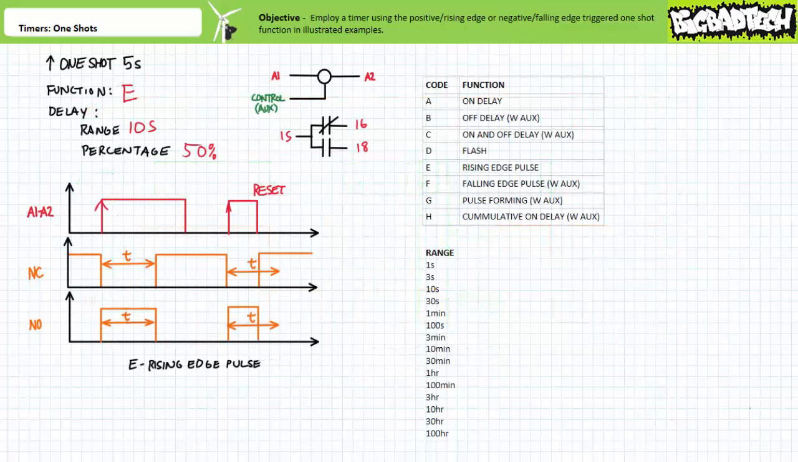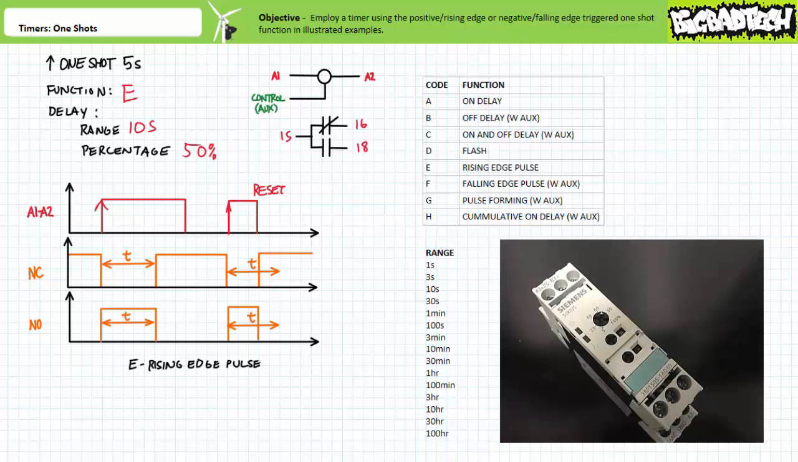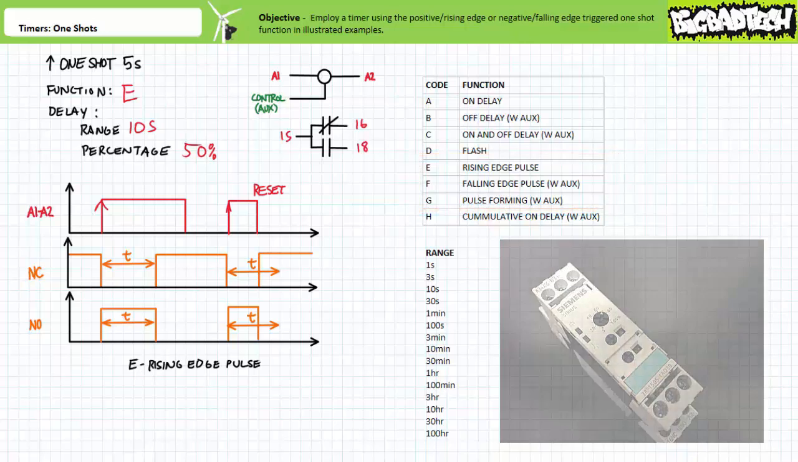To set up a multifunction timer to execute the OneShot function, the technician must first choose the correct function and then set the delay period. Here's an example of a multifunction timer with both a 2-terminal coil and an additional auxiliary controlling input. This particular timer can perform 8 different functions, A through H, 3 of which execute the OneShot function. Although this particular manufacturer makes use of slightly different terminology, you should be aware of this.